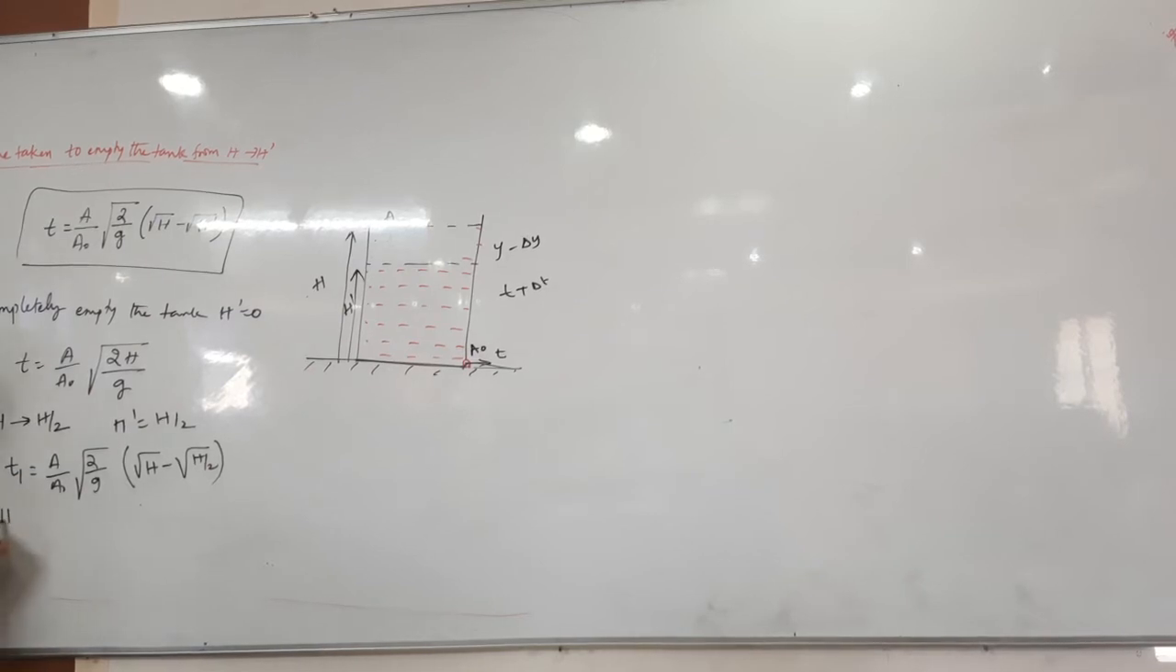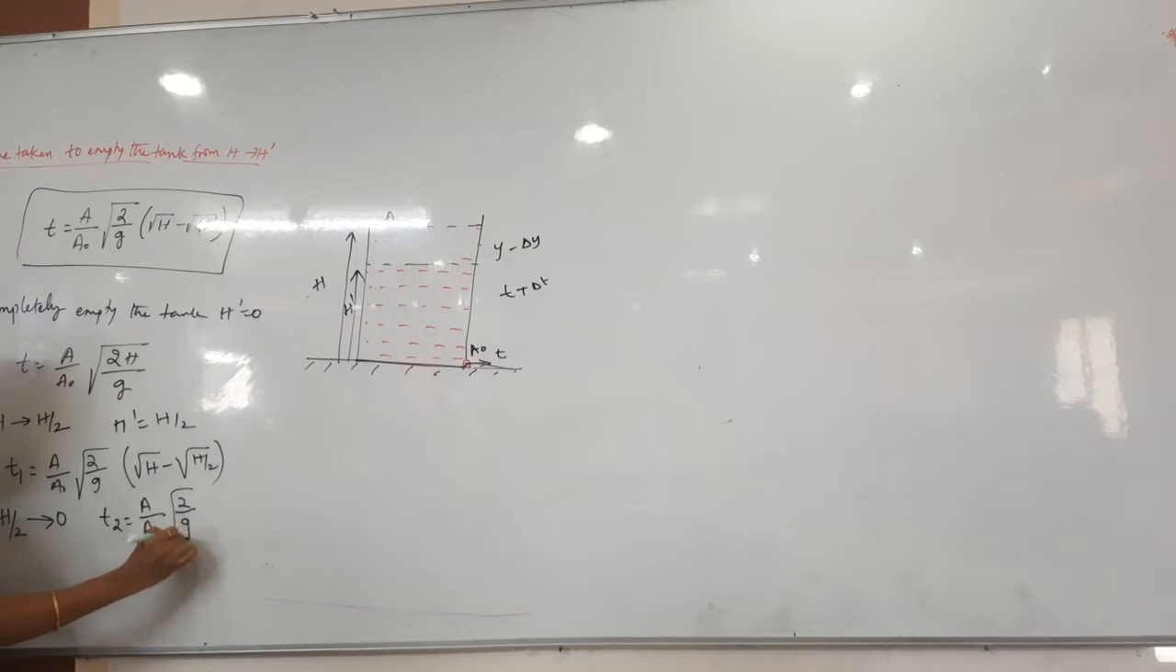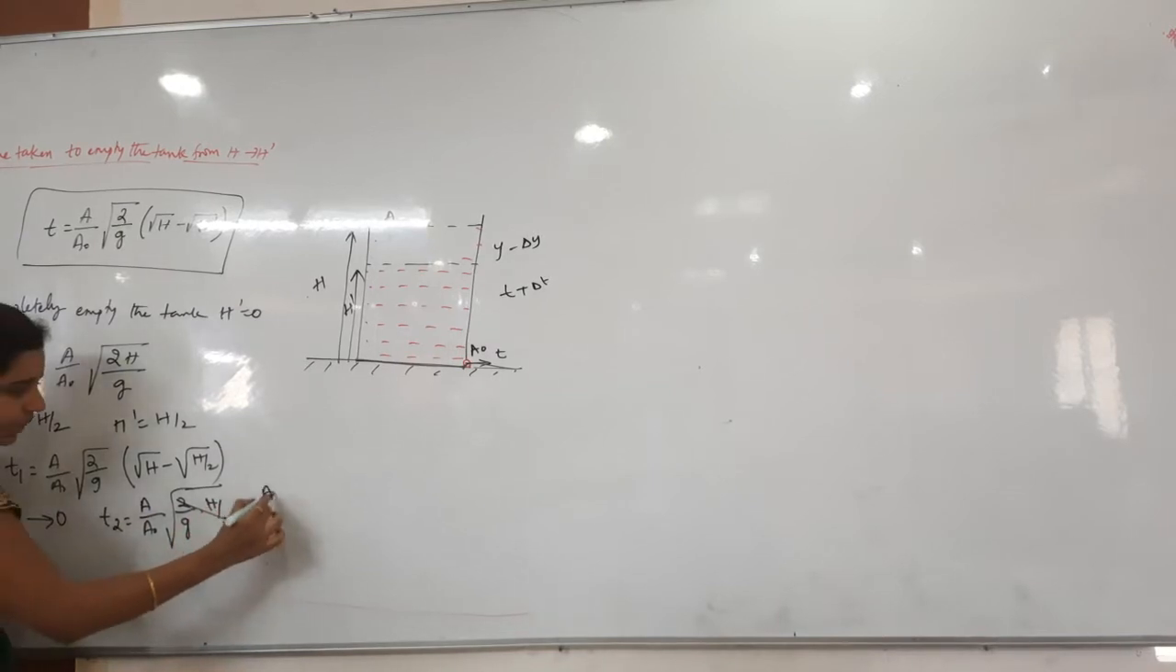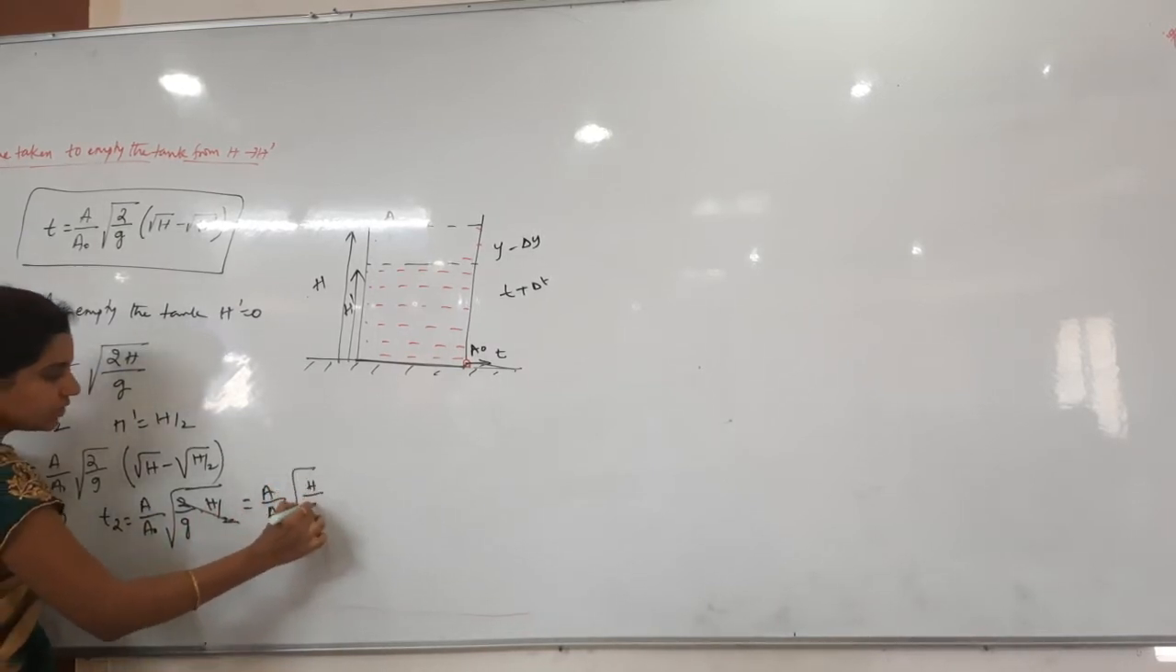Now the time taken to empty from h by 2 to completely 0. At that time what will we get? Now what can the values be? H is equals to how much now? H by 2. The initial value is h by 2. The final value is how much? 0. Then what is the time we will get? T2 is equals to a by a naught into root 2 by g. Here we get root h by 2, nothing but inside of that I will get the h by 2. Then 2 gets cancelled. What will be remaining? Under root h by g will be remaining. So a by a naught into under root h by g.